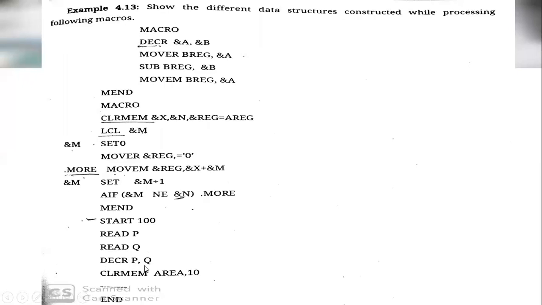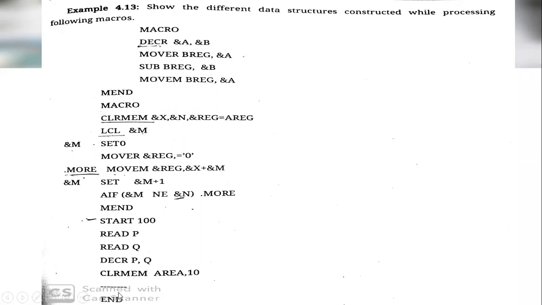We can call the DECR macro. This is the DECR macro. The macro call will take place, and actual parameters P and Q will be passed to the formal parameters. Then CLRMEM, AREA comma 10. This second macro will be called at this particular location. AREA comma 10: these two parameters are given to the two corresponding positional parameters.